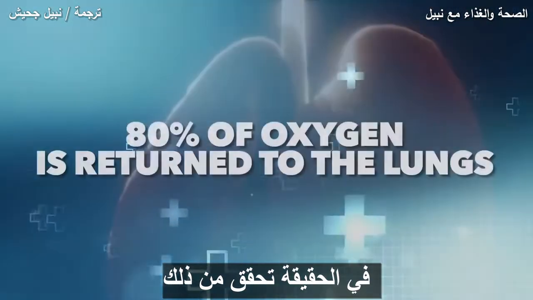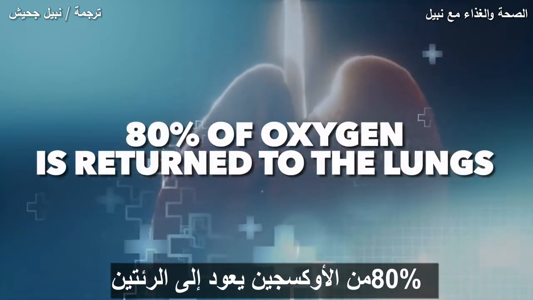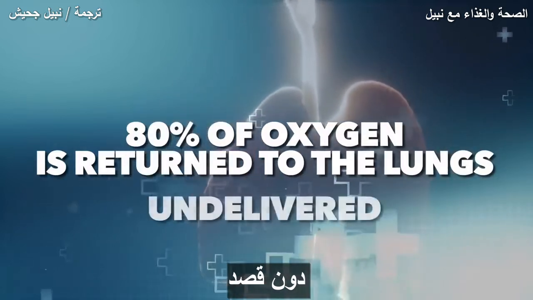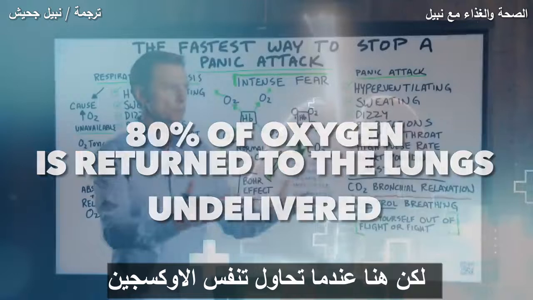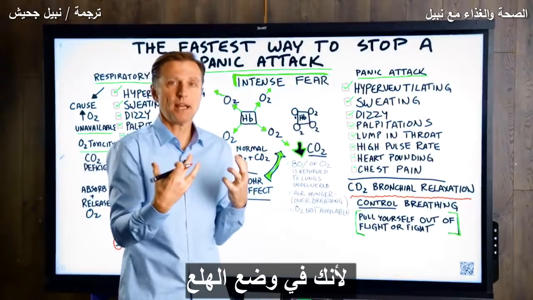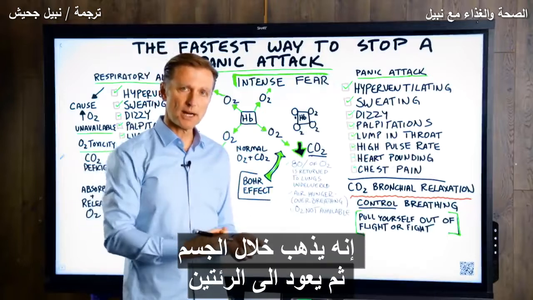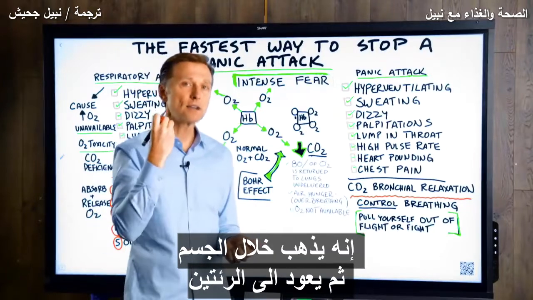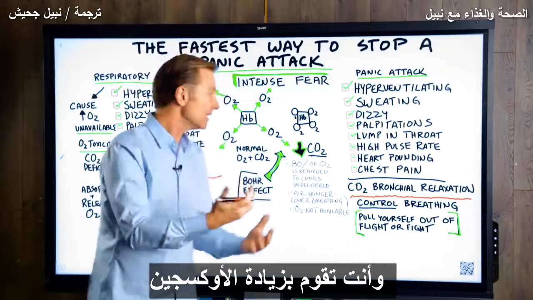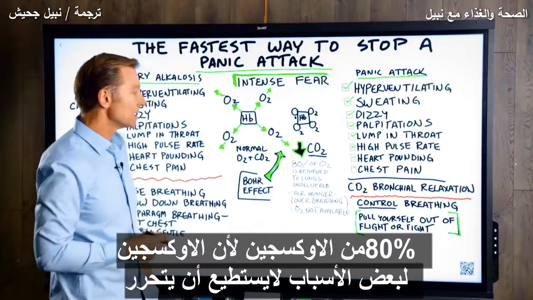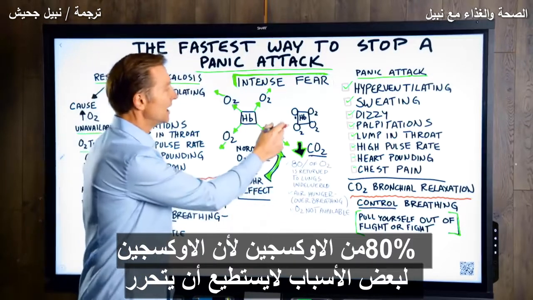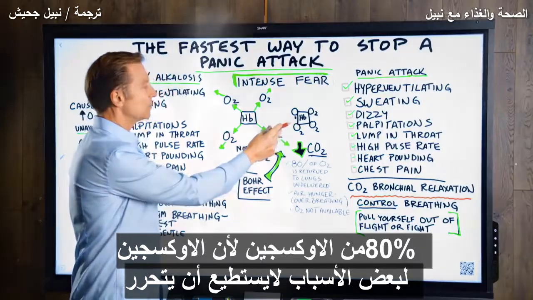In fact, check this out. 80% of oxygen is returned to the lungs undelivered. But here you are trying to breathe oxygen, right? Because you're in a panic mode. All this oxygen is going through the lungs, it's going through the body, and it's coming back to the lungs, and you're exhaling 80% of the oxygen, because the oxygen, for some reason, cannot be released.